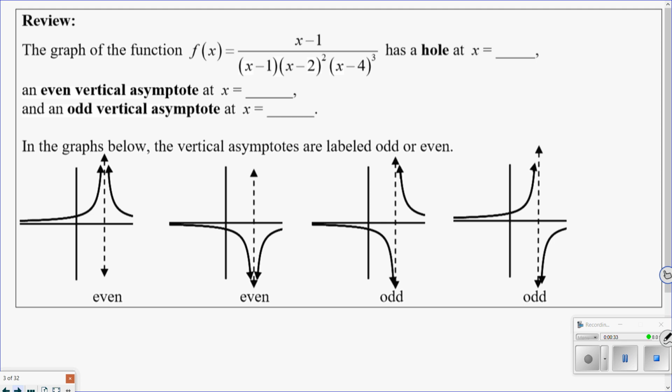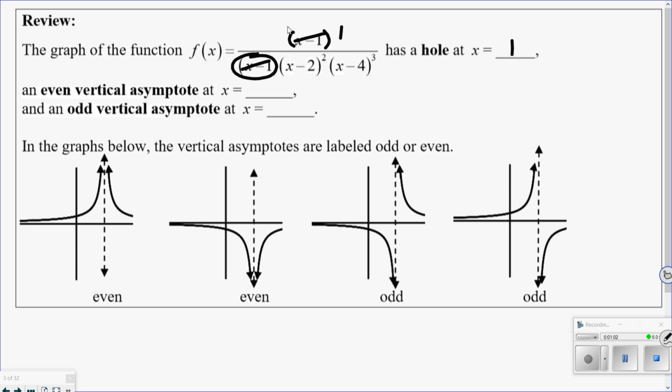So up here we have a function f of x equals (x minus 1) over (x minus 1) times (x minus 2) squared times (x minus 4) cubed. It says that it has a hole at x equals. So remember what we talked about. If you have a factor that reduces, like those x minus 1s do, that means at this discontinuity, when x is 1, there's going to be a hole in the graph. So we have a hole when x equals 1.